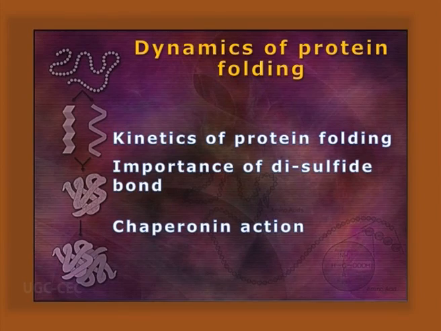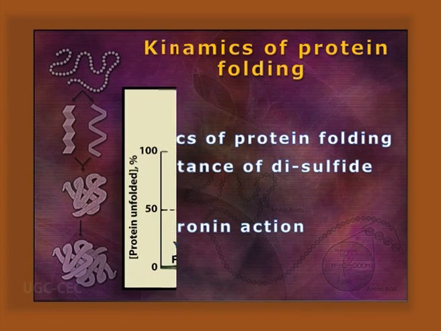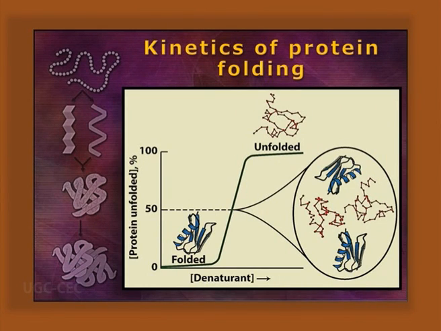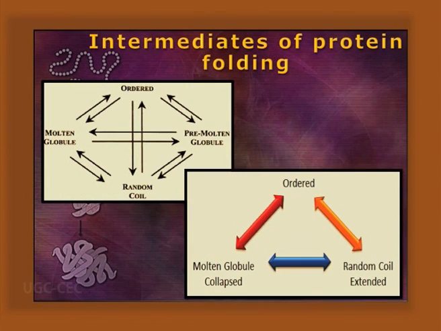Dynamics of protein folding. Here, the kinetics of protein folding is included, and the importance of the disulfide bond as well as chaperonin action is very important. Kinetics of protein folding: as it is a pathway-dependent, kinetically important process, a sharp transition can be followed during the protein folding and unfolding process. And the intermediates can be trapped as molten globule, nucleation, as well as the final packed structure.